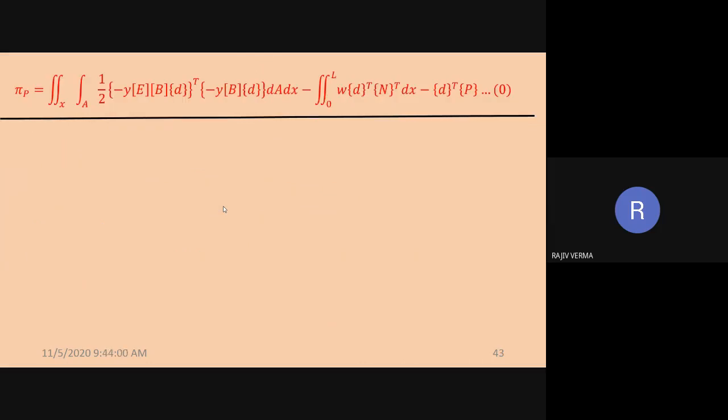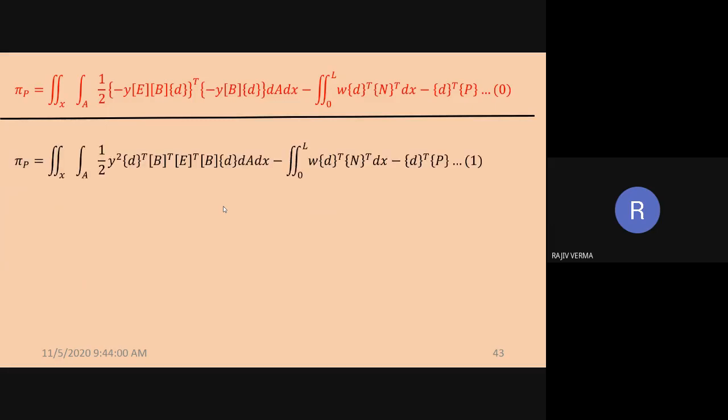And we start with equation number 8, which is equation number 0 now. In equation number 1, the transpose has been transferred from outside the bracket to inside the brackets. So the order of multiplication of the matrix becomes reverse, and all the matrices now are going to have a transpose also. This is equation number 1.